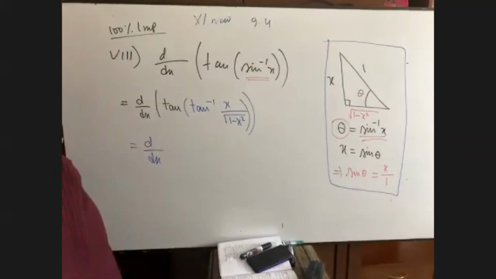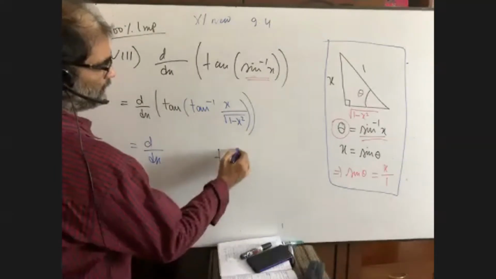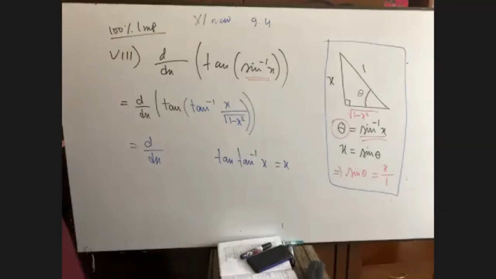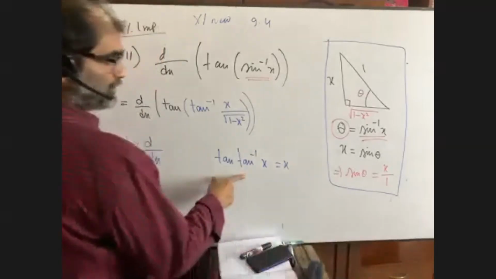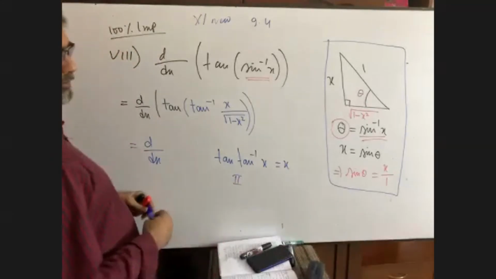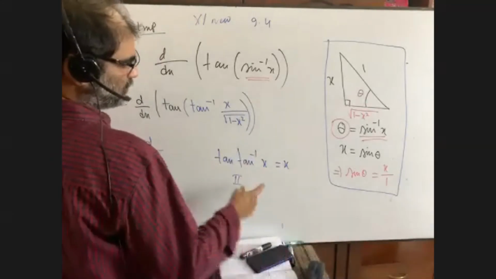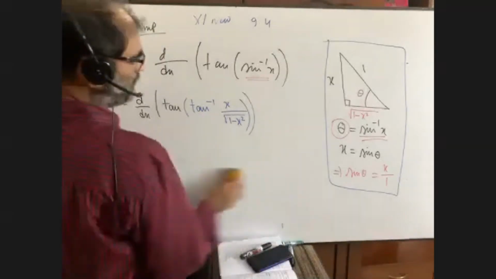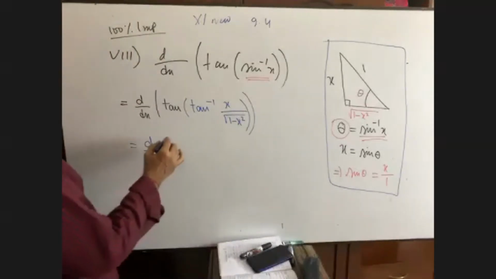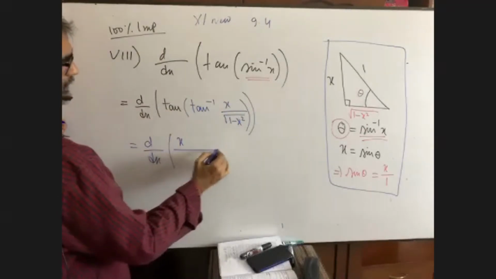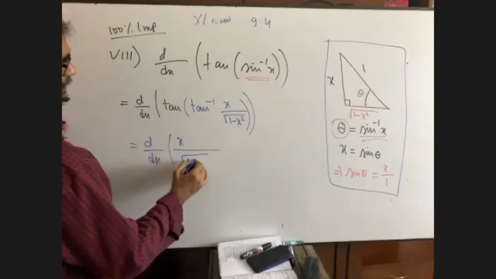One day I told you, can you remember, tan inverse x equals what? Perhaps I told you. There is also a proof, but not now. It is in trigonometry, second paper. Only one exercise on this: tan inverse x equals x. So we are getting tan inverse, so it will be omitted. We are left with x by root over 1 minus x square.